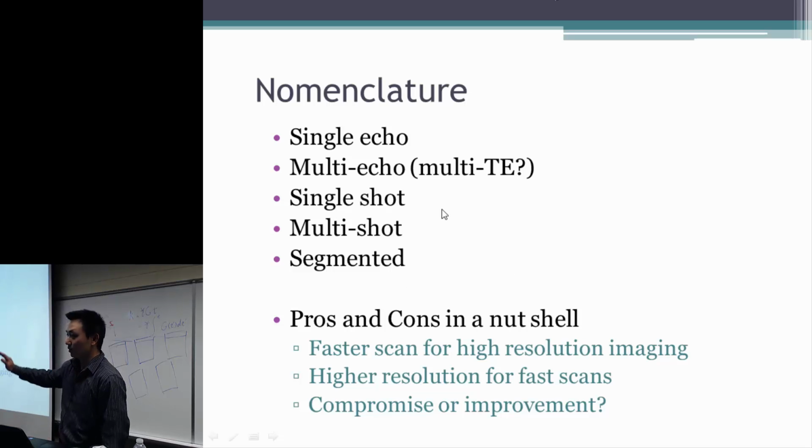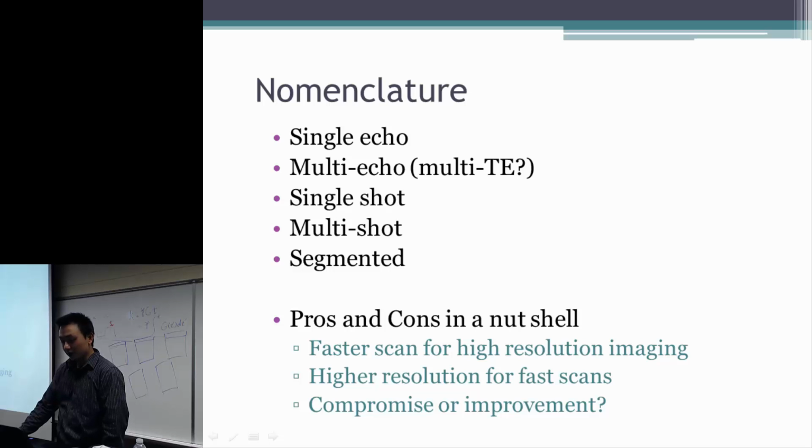Sometimes we will be using all these terms, interleaved, differently, but you should be able to tell. Sometimes we can refer to the same sequence as multi-echo, or multi-shot, or segmented, so it's actually the same thing.